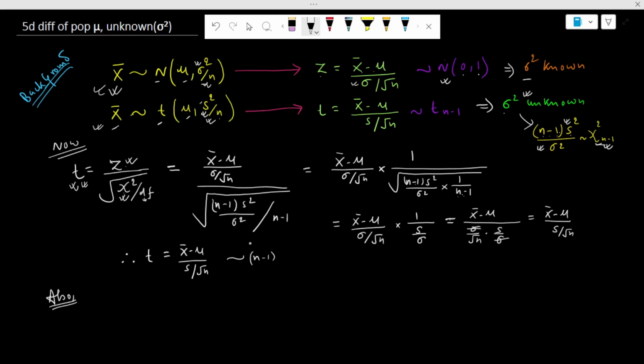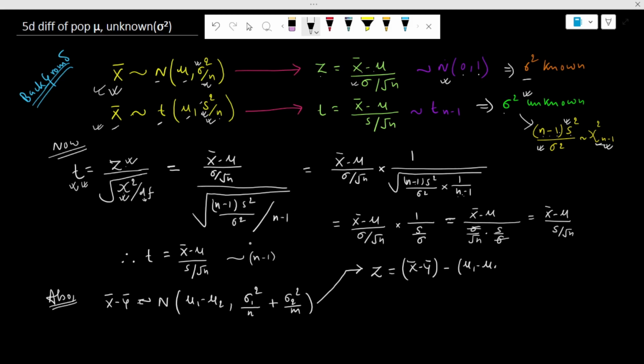Also, for two independent normal populations, the difference in their sample means is normally distributed with mean mu1 minus mu2, and since they are independent, the variance is equal to the sum of their individual variances. From this relationship, we can always construct their z-score. So the z-score is equal to x bar minus y bar minus the difference in their population means, divided by the square root of their variance.